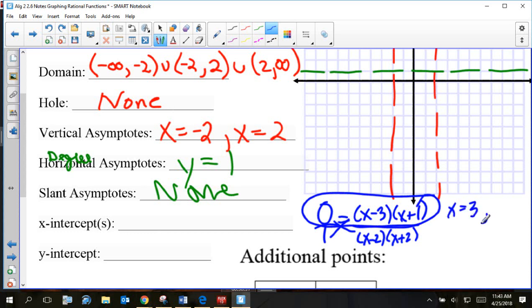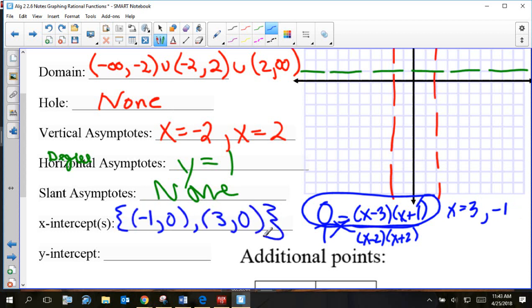3 or -1. But we're not writing that as a list of numbers. We're writing it as ordered pairs. So we will have (-1, 0) and (3, 0). And we'll go graph it as well.